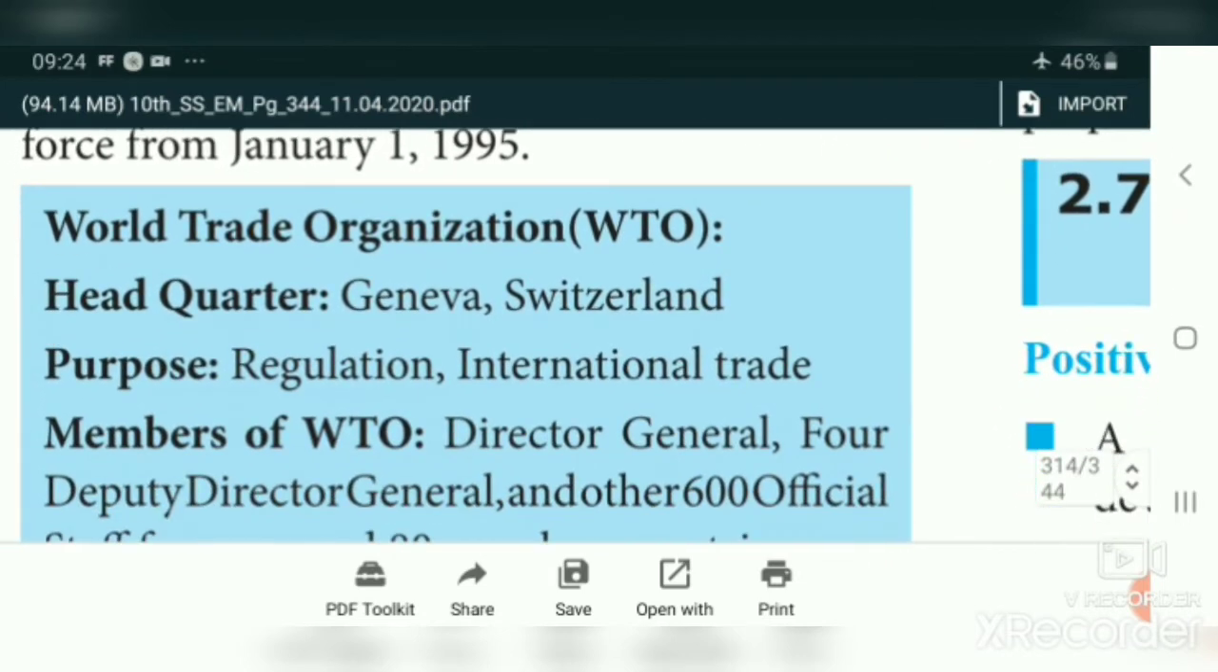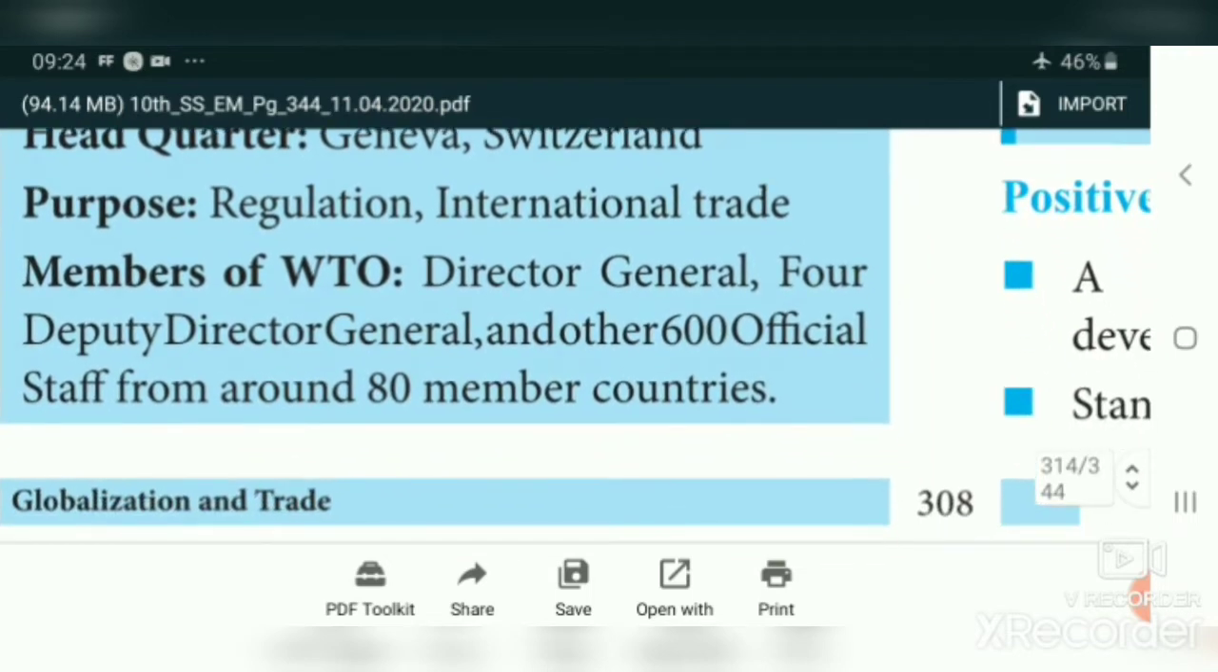Let me see the headquarters, purpose and members. The World Trade Organization's headquarters is in Geneva, Switzerland. Its main purpose is regulating international trade. It is headed by one Director General, who is helped by 4 Deputy Director Generals and about 600 official staff from around 80 member nations.